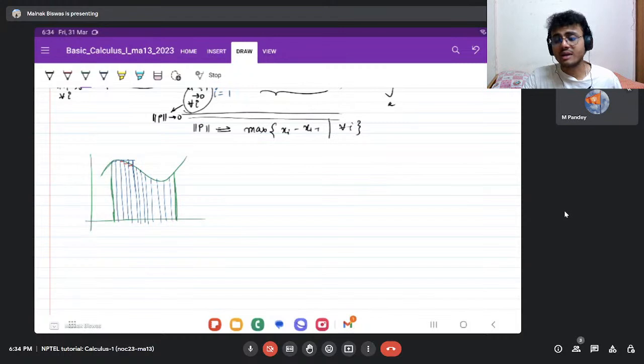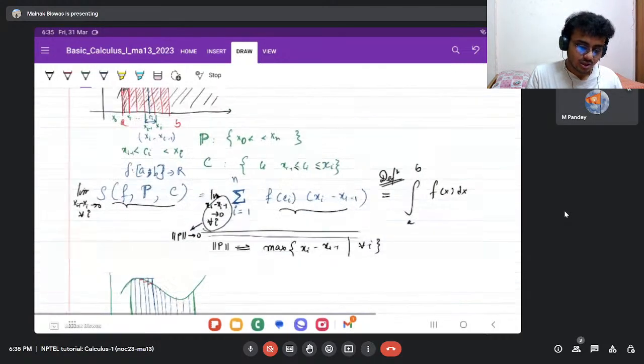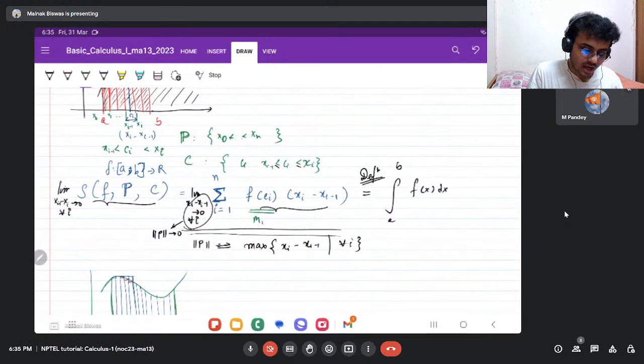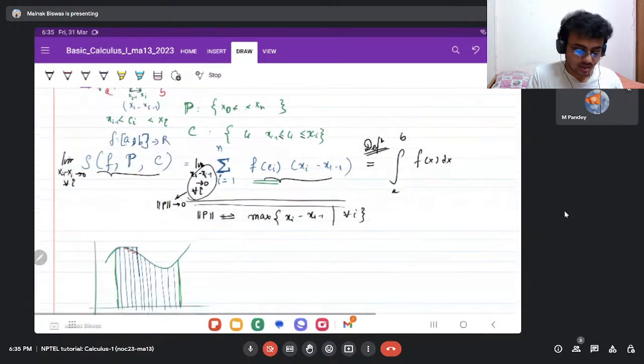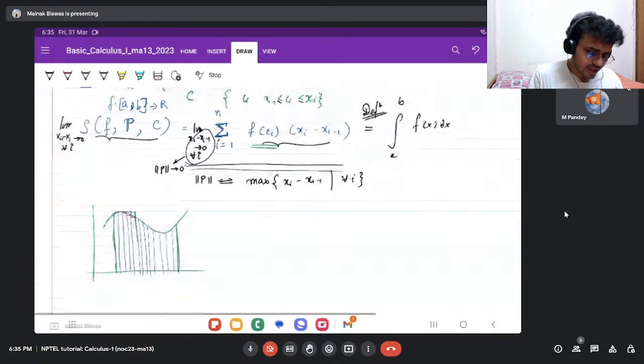But if you make the partition arbitrarily small, whatever C you choose, the maximum and the minimum will converge to the same value. This is the intuition I wanted to give you. The actual proof is very simple. You will be replacing this by Mi, the maximum, which would be greater than f of Ci, and mi will be the minimum of f of Ci. That is the minimum between x_{i-1} and x_i and so on. We'll be doing that anyways.